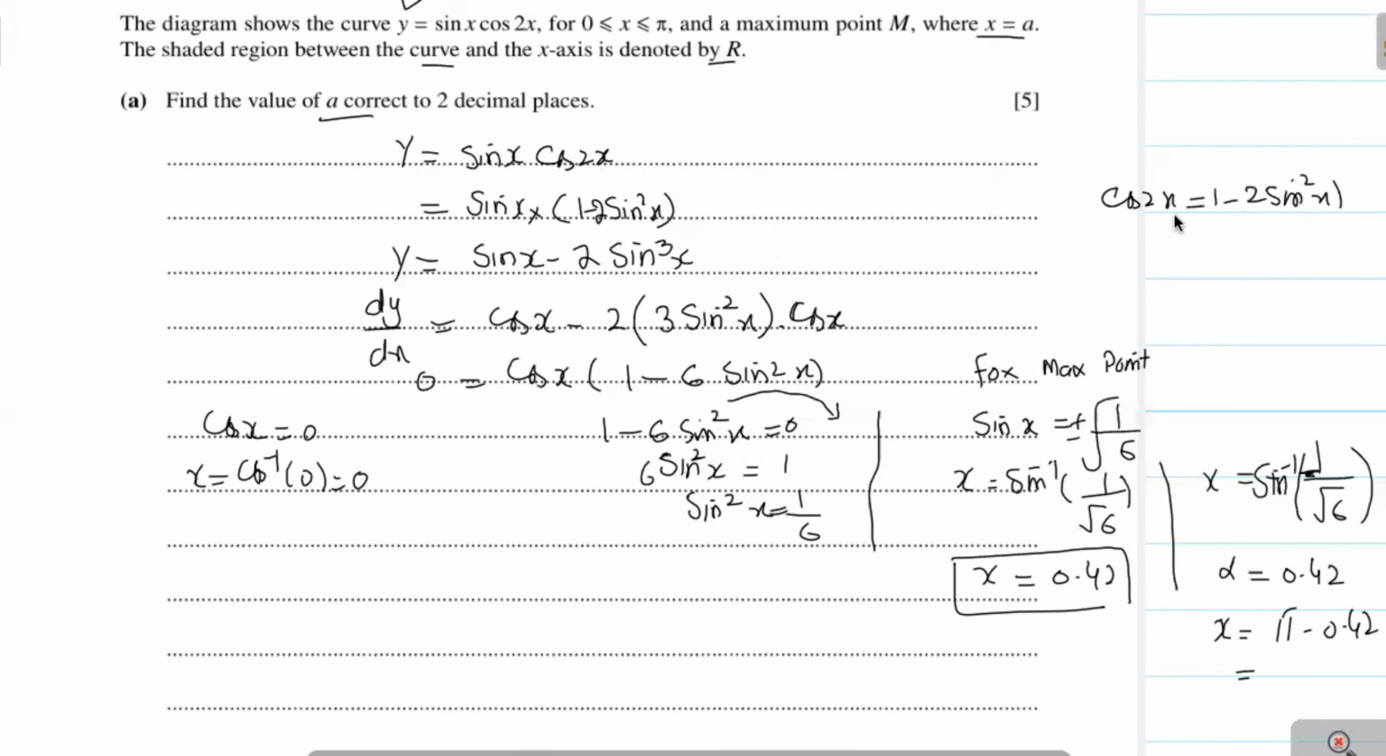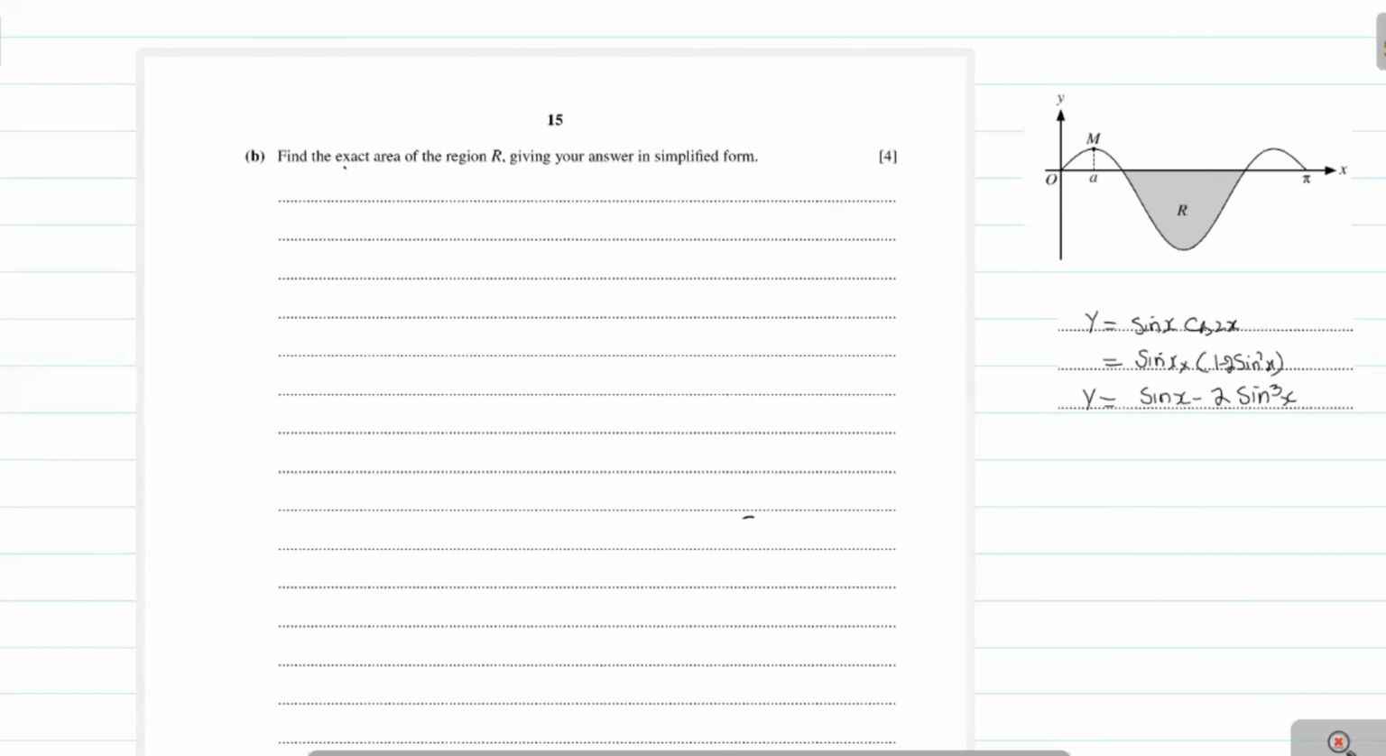Now we move to the next part of this question. Find the exact area of the shaded region, giving your answer in simplified form. This is the area of the shaded region we have to calculate.